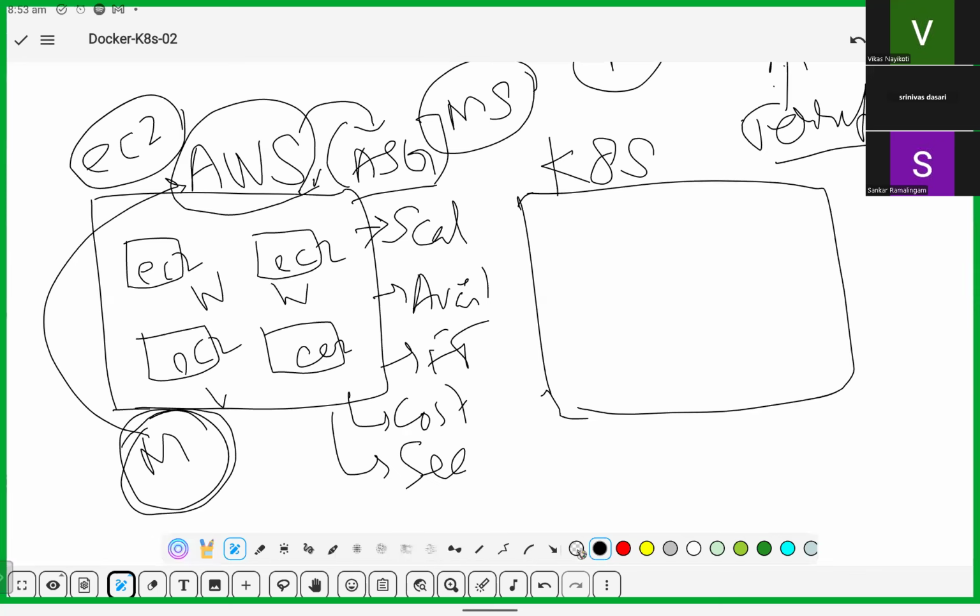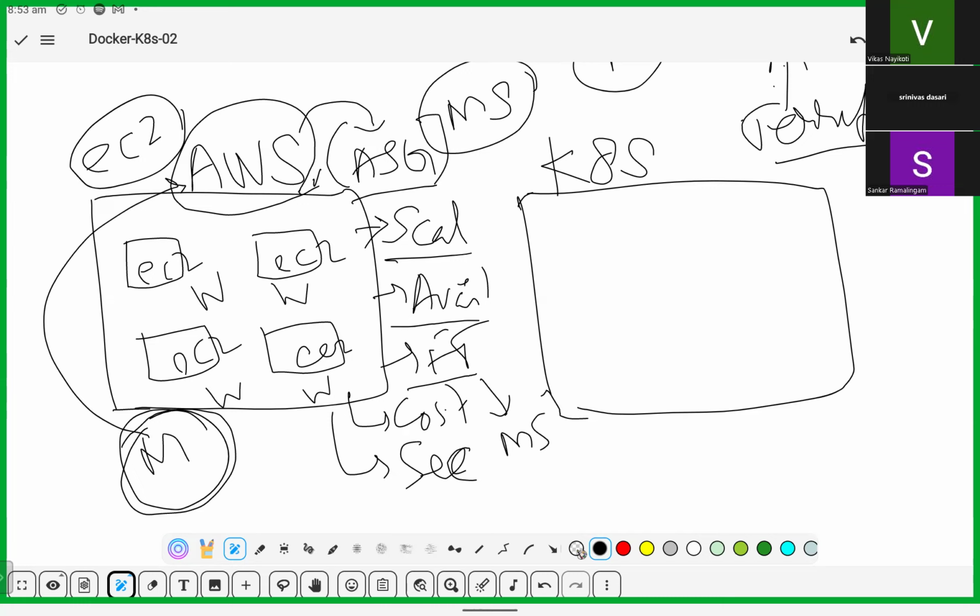These are all the things that you need to do. Scaling, you don't do it. Availability zone, you don't do it. Fault tolerance, you again use a managed service, which is a load balancer. Cost, again, you use the minimum and maximum desired count. Security, use existing services like IAM.